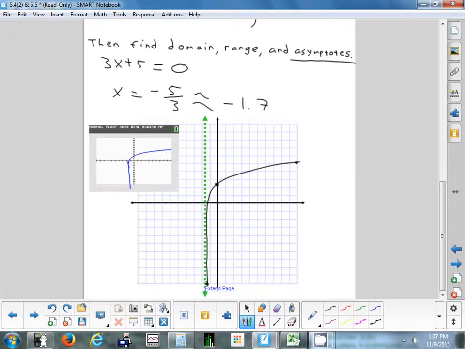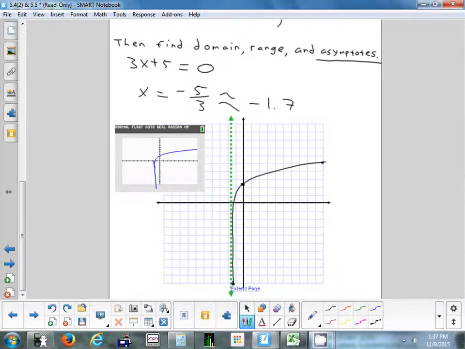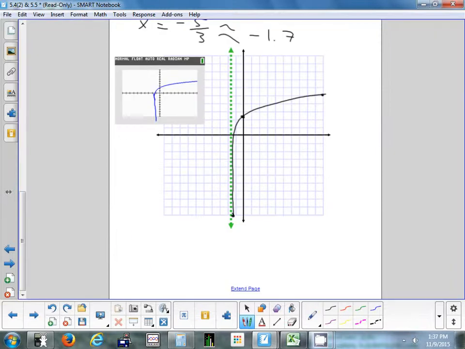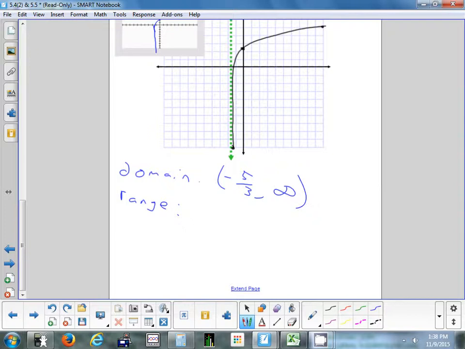Right, and what else do they want? Domain, range, and asymptotes. What's my domain here? Think about what your asymptote is, and then it's everything beyond that. Yeah, in parentheses, -5/3. Pick anything from your asymptote to the right, just don't include the asymptote. Range, we've already said it goes up and down forever. That's every log problem. Unless you do something funny like this.